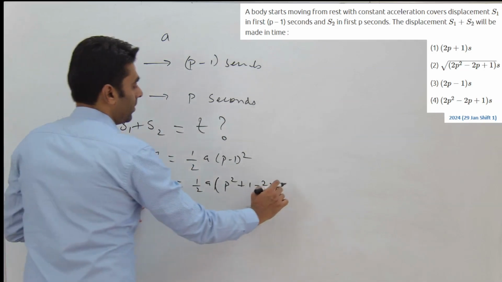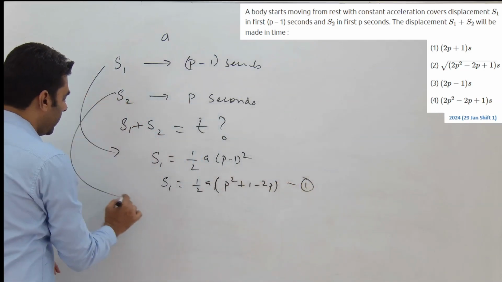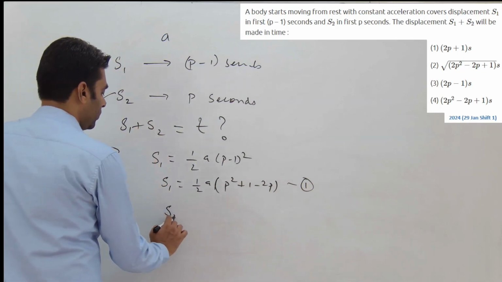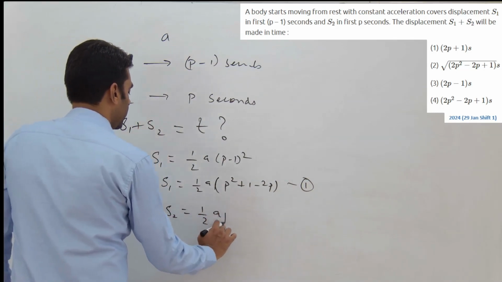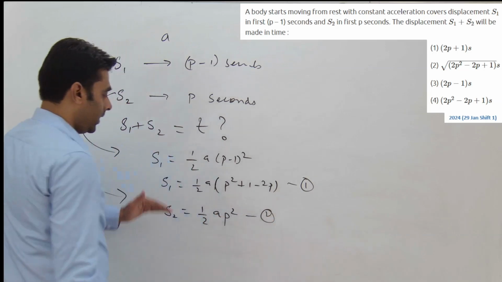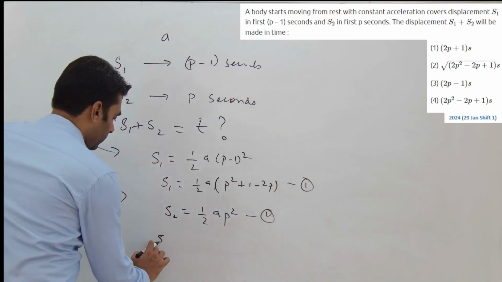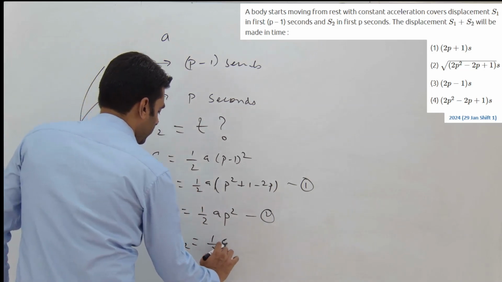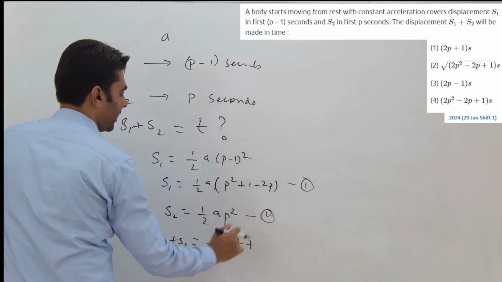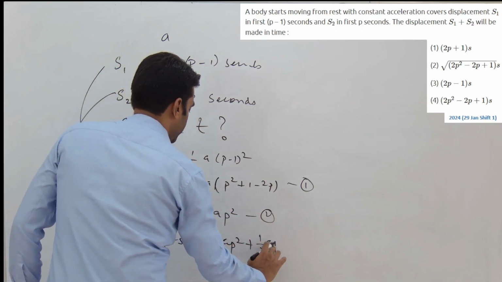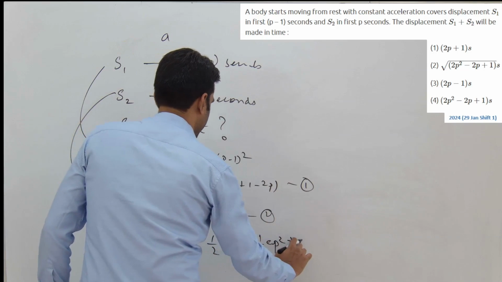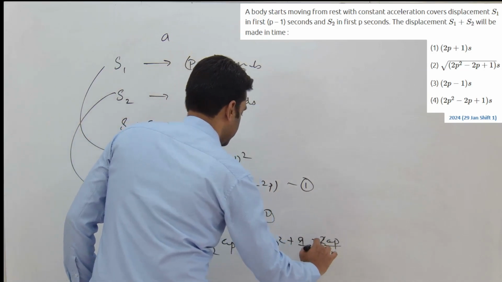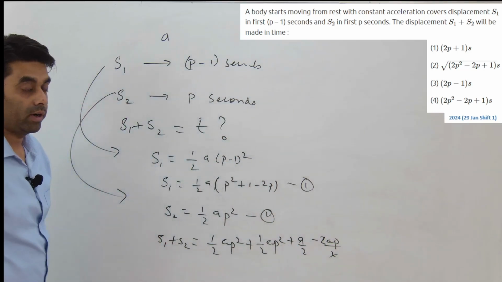This is our equation number 1 for the second part of the journey, when it is covering S2 displacement in p seconds. So what can I write? S2 is equal to 1 by 2 a p square. Fine, equation number 2. Let us add these two equations, S1 plus S2. What will we get? Half AP square, and this one we can write as 1 by 2 AP square plus a by 2 minus 2 AP by 2, which is AP only.